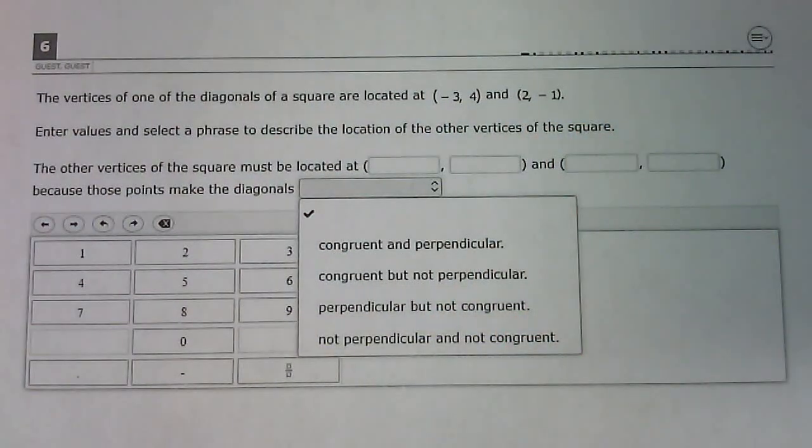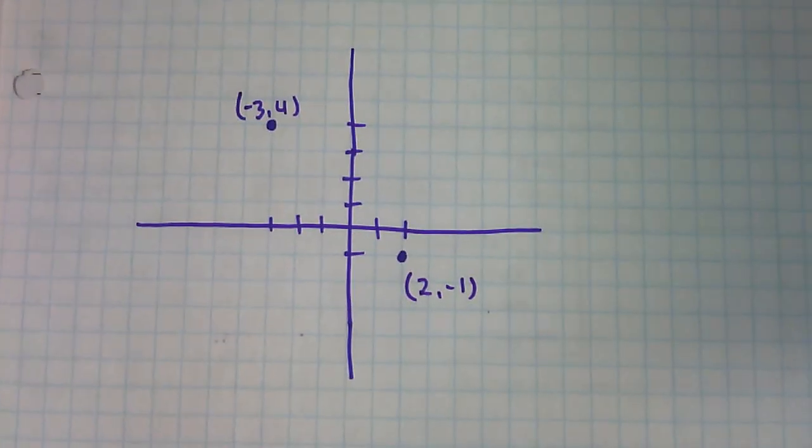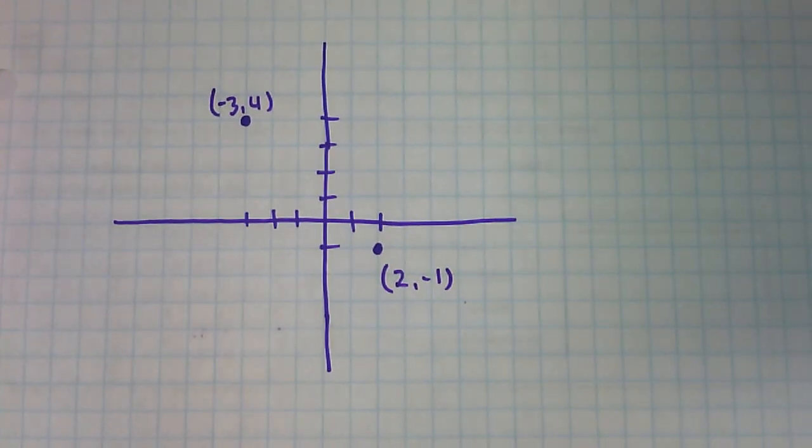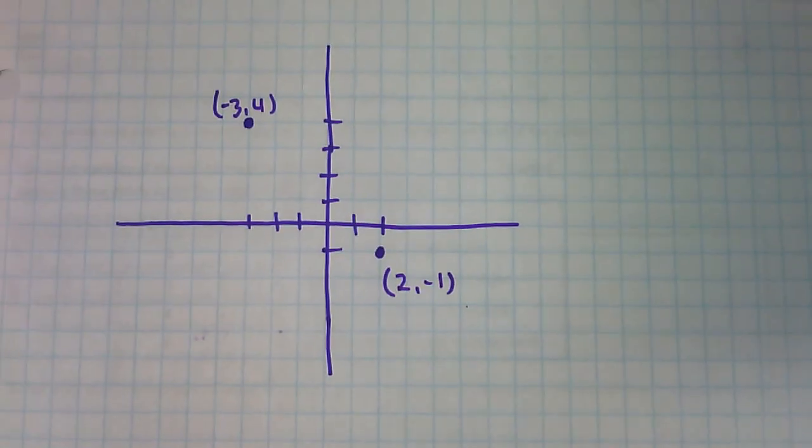So anytime you are asked to put points on a graph, you want to use your graph paper that is on the back of your work folder. So the first thing I'm going to do is plot these 2 points. Okay, these are my 2 points. So the next thing I'm going to do is think about what it said. It said this was a diagonal of a square.